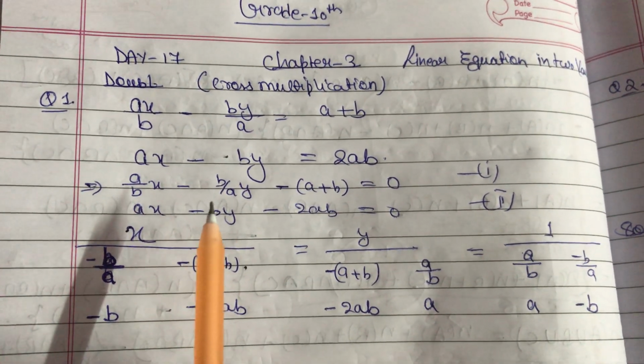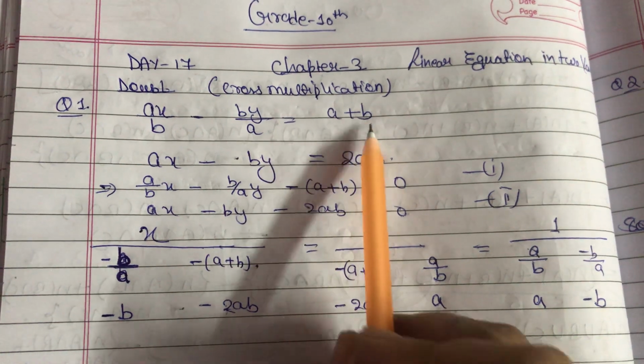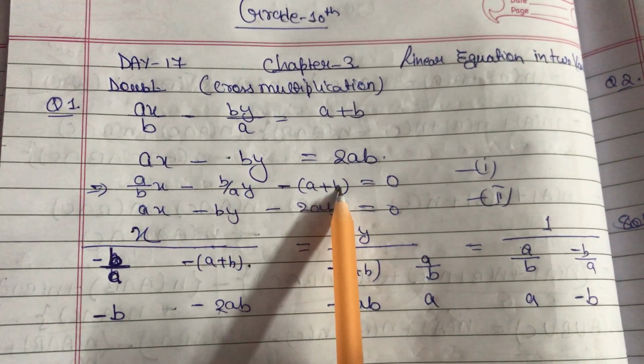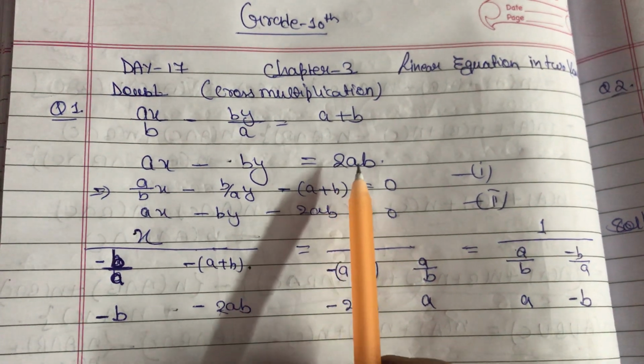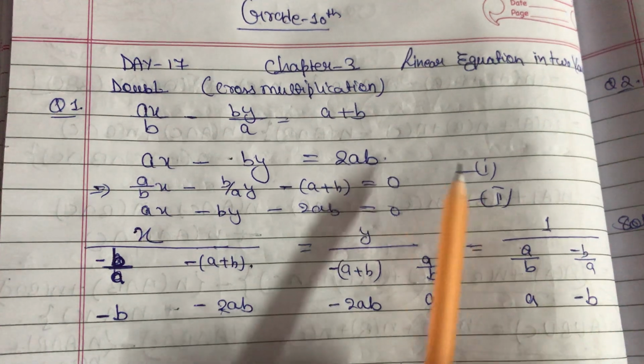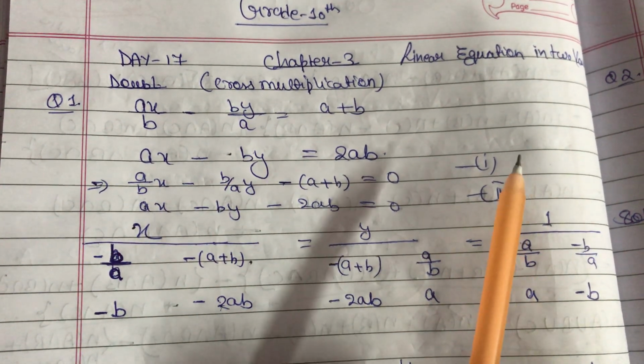To write it in the standard form, I'll shift the entire a plus b term to the LHS side. It will become minus (a plus b), and this plus 2ab will become minus 2ab. This is how we write a linear equation in the standard form, right?